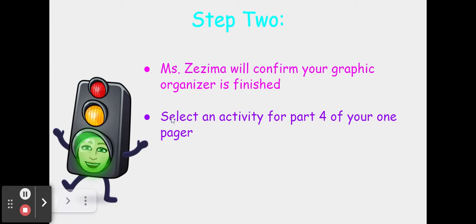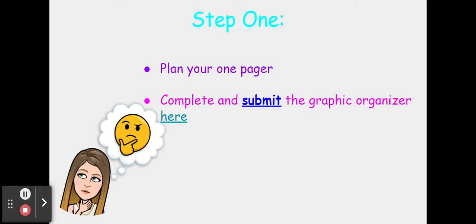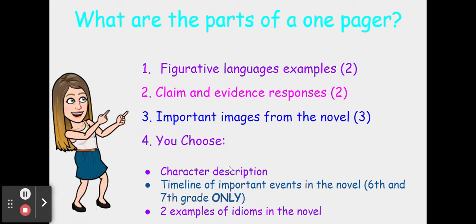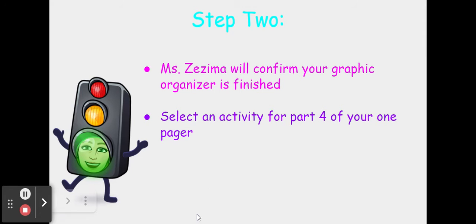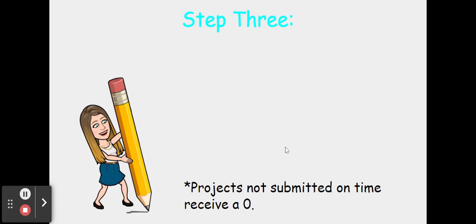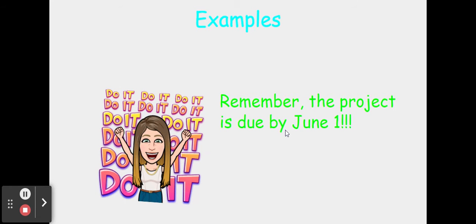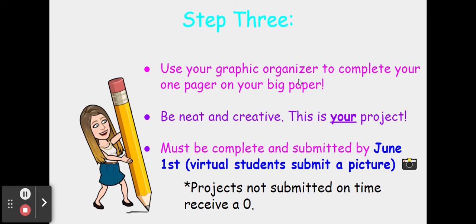Okay, then you're going to choose which activity you want to do for part 4 of your one-pager. So remember we talked about how for part 4 you can choose what you're going to do. Step 2 is after I tell you, okay, you're done with your graphic organizer, you're going to choose which of these choices, which of these activities you want to do. Okay, and then last is step 3. You're going to then use your graphic organizer to complete your one-pager on your big paper.